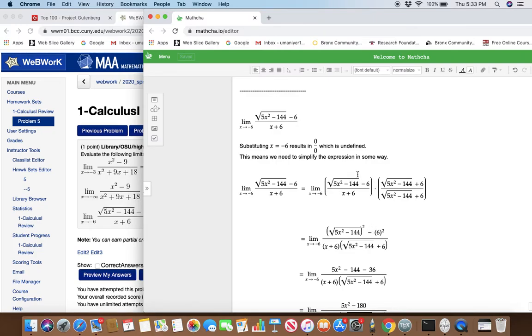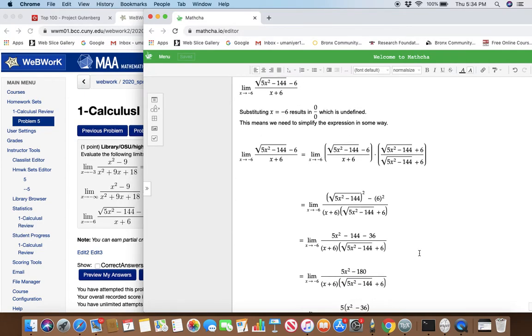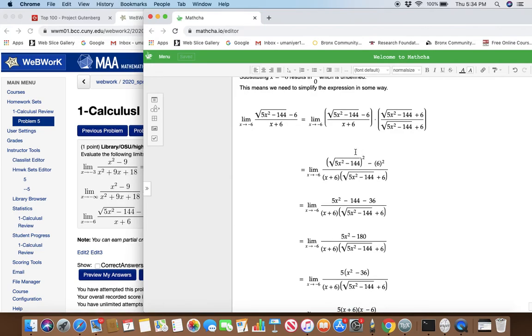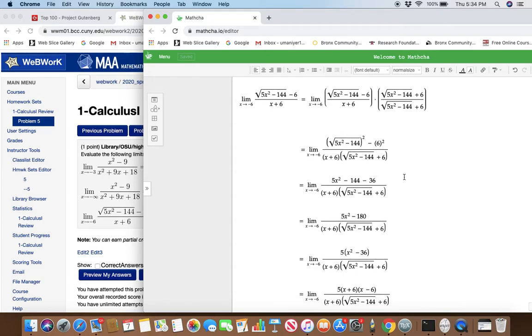Okay. Square of the first minus square of the second. Denominator no change. Notice how I have to write the denominator x plus 6 within parentheses. Otherwise, this would multiply only the 6, right? So make sure it's in parentheses. All right. What happens? Square of the square root, they go away. I get 5x squared minus 144 and minus 36. Negative 144, negative 36 gives me negative 180. No change otherwise.